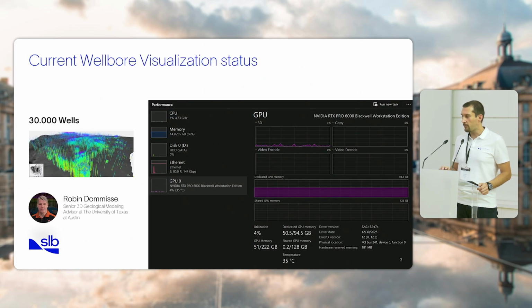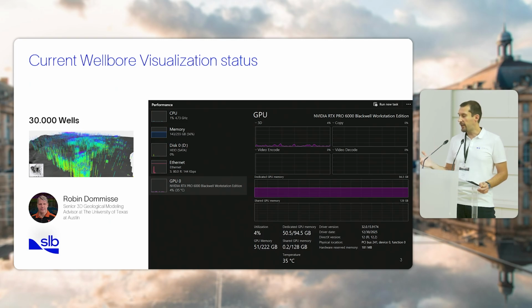Now, a small word about the current status in wellbore visualization. Last month, Professor Robin Domicis, one of the worldwide experts in geoscience visualization, posted an article on his blog where he tried to visualize 30,000 wells. On a whole basin, it represents millions of square kilometers. And the important thing is not really the result, but the machine he used to do this visualization.